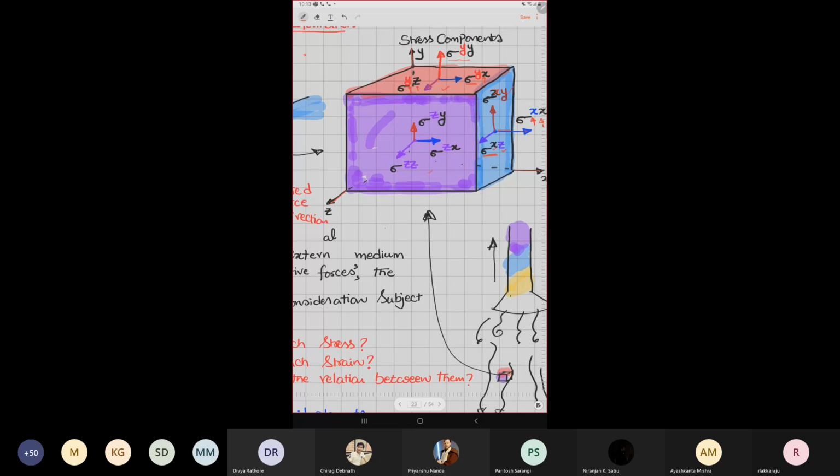Similarly, we have this purple surface. The normal is in the z direction, so z, z, z. The force acting in the direction of x is x. Force acting in the y direction is y. In the z direction is z. That is the way we represent these stresses. The frontal side surfaces I am showing. On the backside surfaces also, you will have similar kinds of forces or stress components.